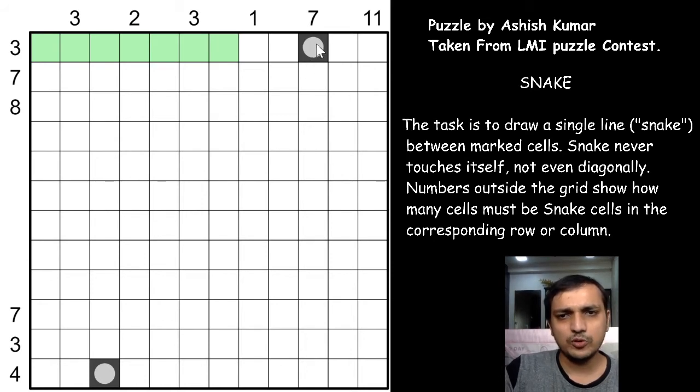There are only 2 possibilities for this endpoint to move as a snake, either this way or the other way. But what happens if it comes this way? For the one, you have 2 snake cells, so it cannot come this way and it has to go this way, and again it has to extend because it cannot form a 2 by 2 group of shaded cells. And as the snake cannot touch diagonally, we will mark this as unshaded.